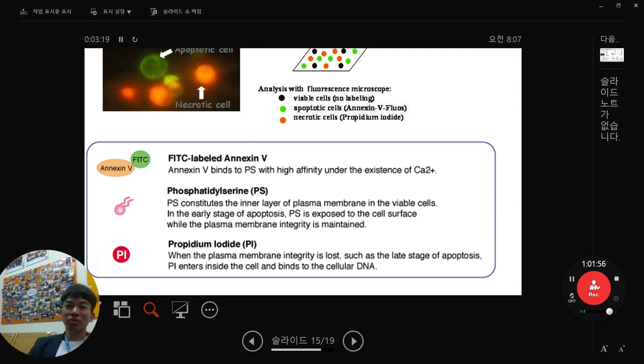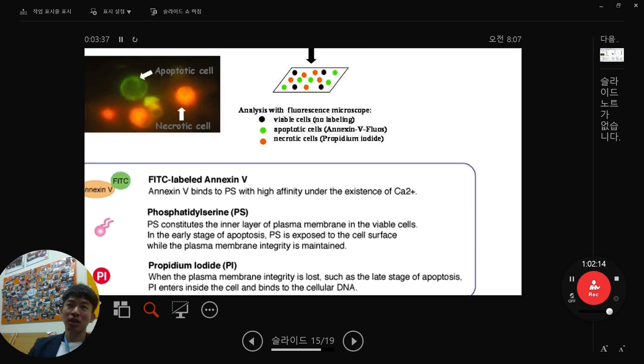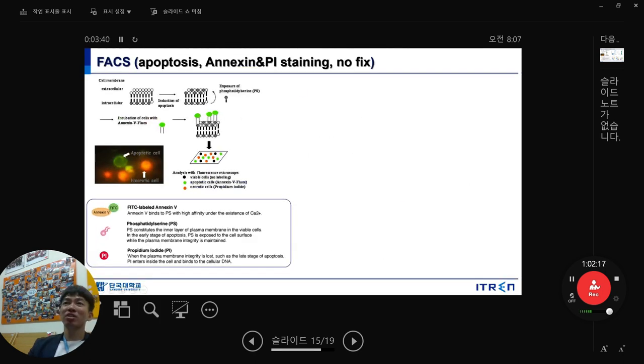And then when the apoptosis goes on, the cell membrane starts to rupture, and then your PI can bind the DNA. When plasma membrane integrity is lost during the late apoptosis stage, PI enters the cell and binds the cellular DNA. So if you fix the cell, your cell membranes are ruptured. There are little pores in your cells, so all cells are positive for FITC and PI. The fixation is killing the cell. So if you fix a cell, your result is 100% positive for apoptosis.